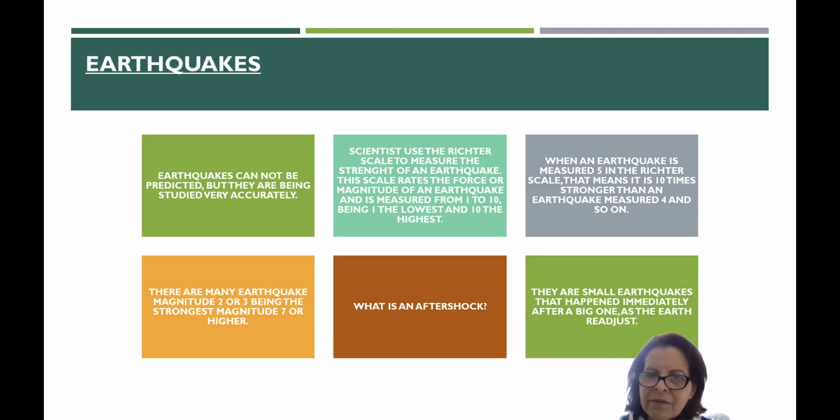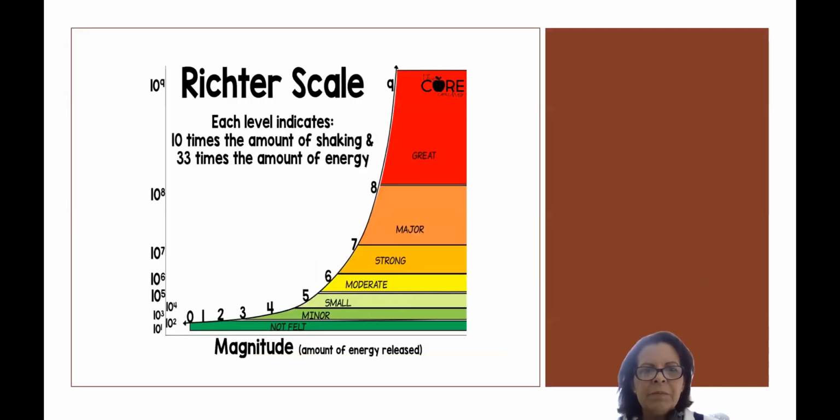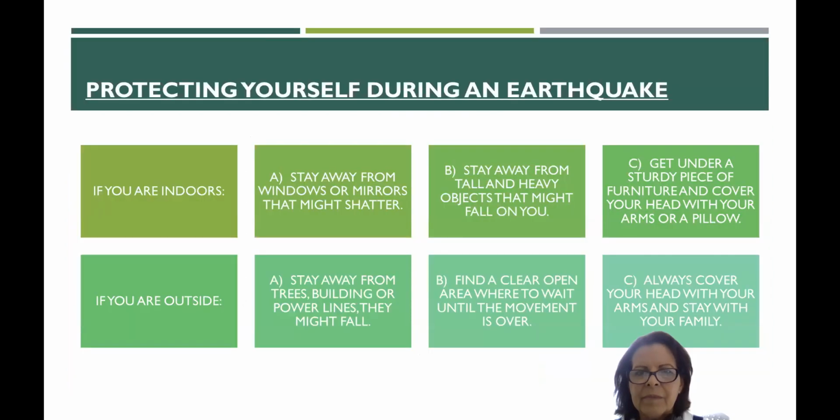What is an aftershock? They are small earthquakes that happen immediately after a big one as the earth readjusts to the way it was. We have a picture here of the Richter scale showing us from 0, 1 up to 9 or 10, which says 6 is moderate to strong, 8 is major, and 9 to 10 is a great earthquake.